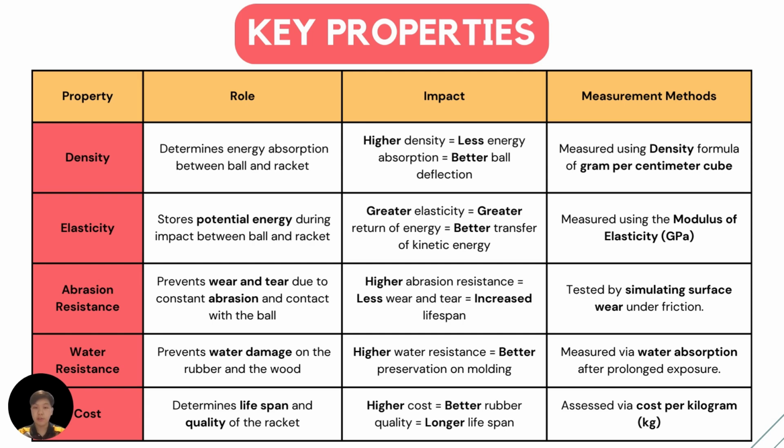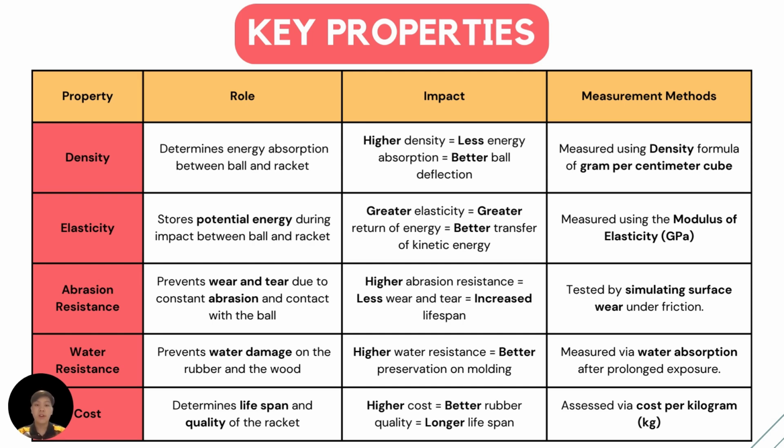Abrasion resistance is crucial because it prevents wear and tear from constant contact with the ping pong ball or table tennis ball. Higher abrasion resistance indicates that less damage is taken and has a longer lifespan. This is tested by simulating surface wear under friction. Next, water resistance ensures that the racket can withstand moisture, especially in humid conditions or during intense matches where sweat is present. Higher water resistance means better preservation of the materials and is measured by checking water absorption of the material after prolonged exposure. Finally, cost.